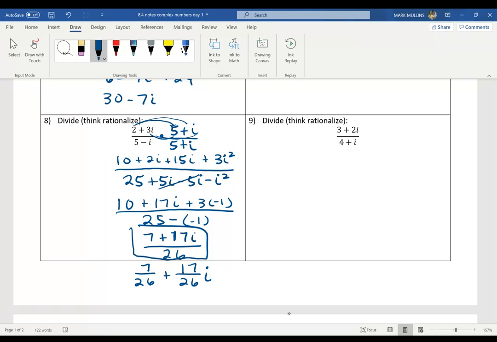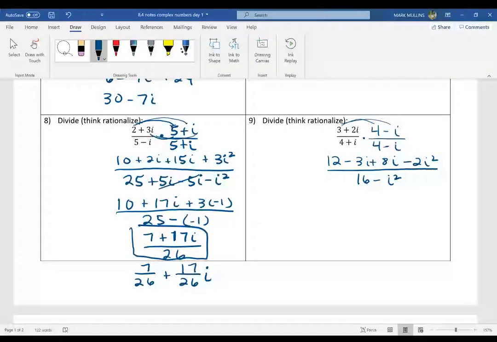All right, on my second one, I want to multiply by 4 minus i. So in my numerator, when I multiply, I have 12. And then let's see, minus 3i plus 8i minus 2i squared. I'm going to work this one a little bit faster. Denominator would just be a 16 minus i squared. I know there'll be plus or minus in the middle. And then the minus 3i plus 8i would be a 12 plus 5i.